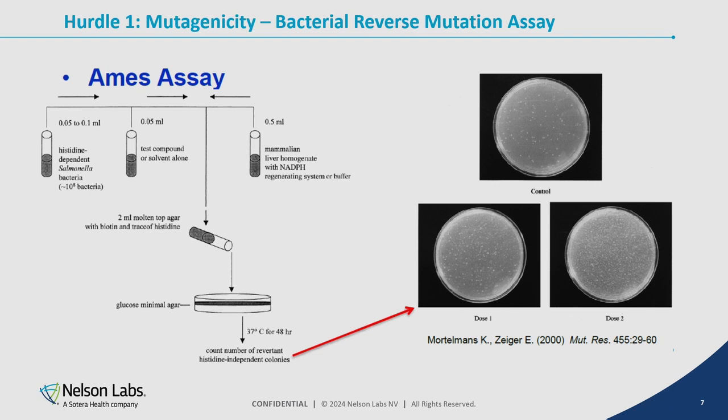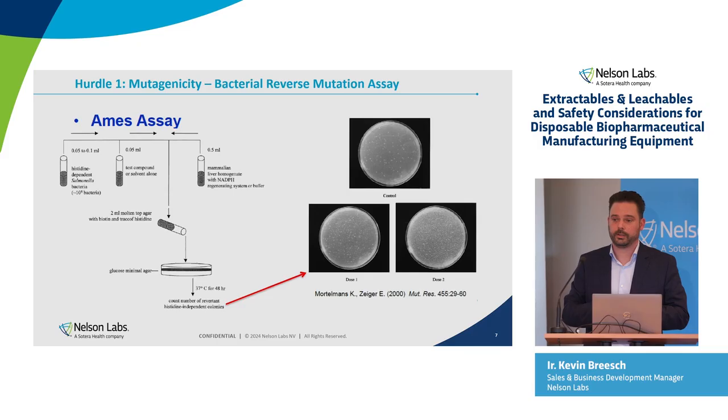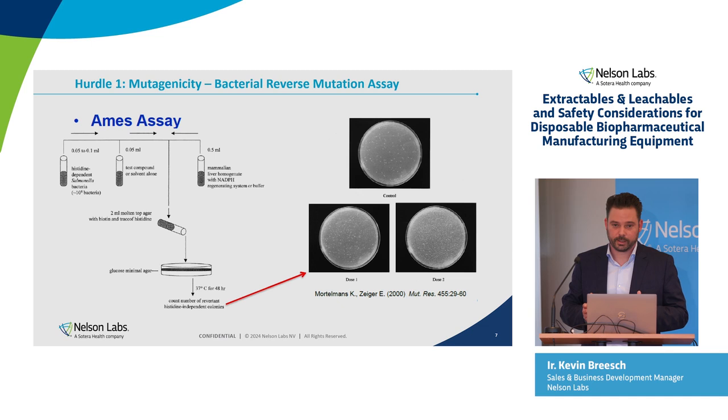So then you incubate these plates, and if they don't grow, then it's fine. If they are able to grow, it means that after some cell divisions, they mutated back because they no longer need histidine to continue to grow. So if you see colonies on your plate, they were back or reverse mutated and no longer need histidine, and then you consider them as mutagenic.